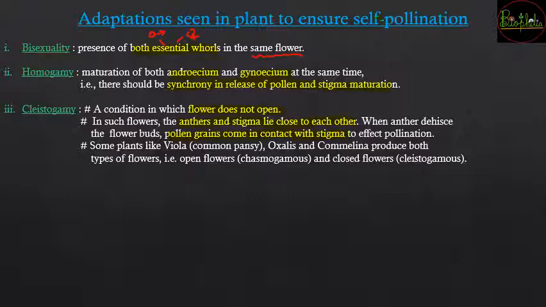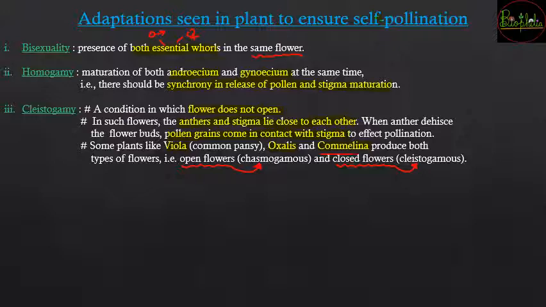There are some plants wherein the cleistogamy condition can be seen, that is Viola, Oxalis, Commelina. These are the flowers wherein cleistogamy is seen. In Commelina, the same plant can have open flowers, a condition called chasmogamous flowers, whereas when the flowers are closed, they are cleistogamous flowers.